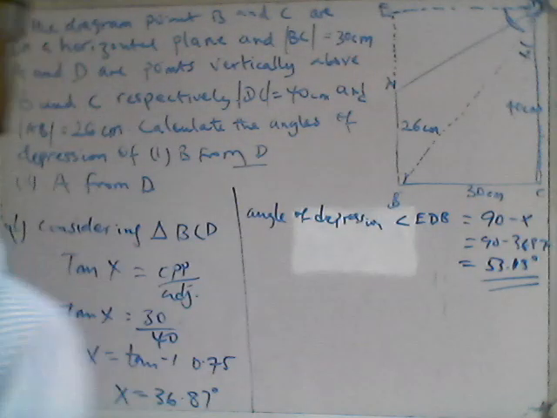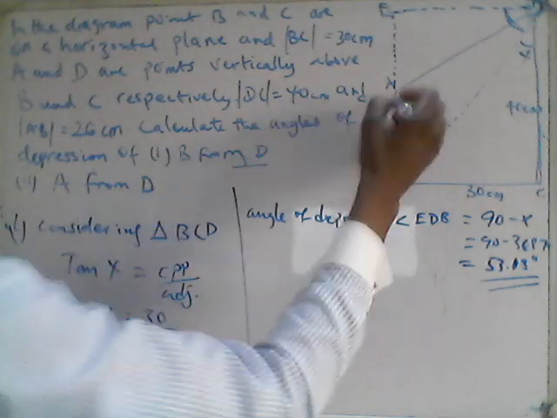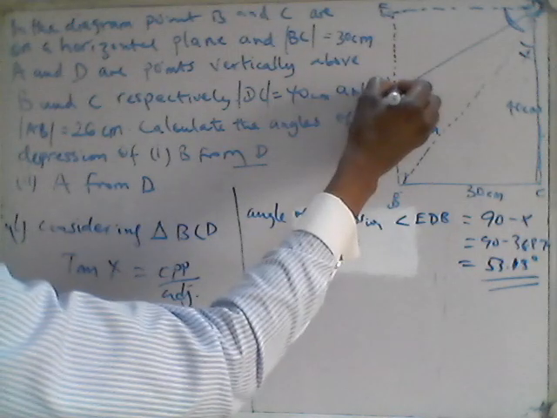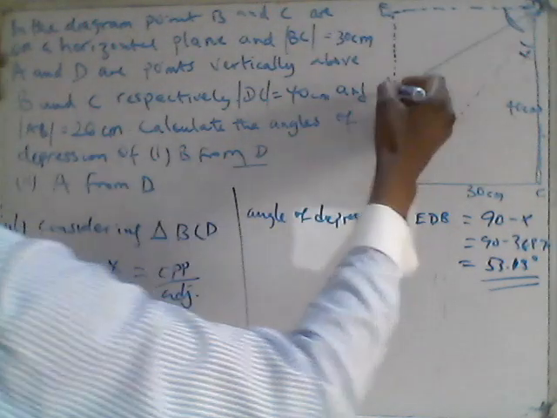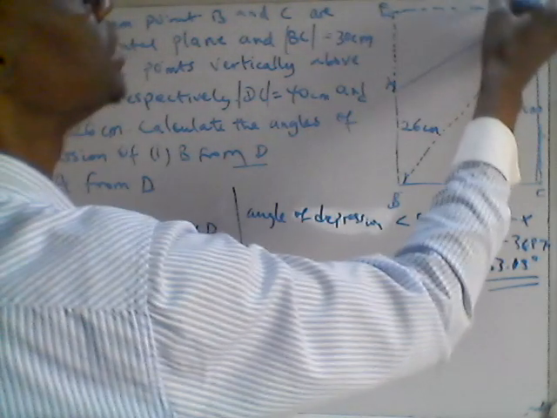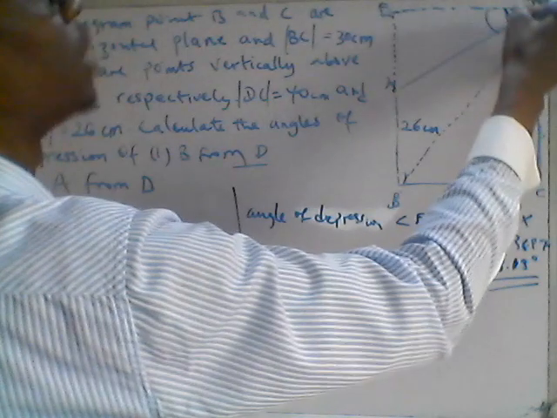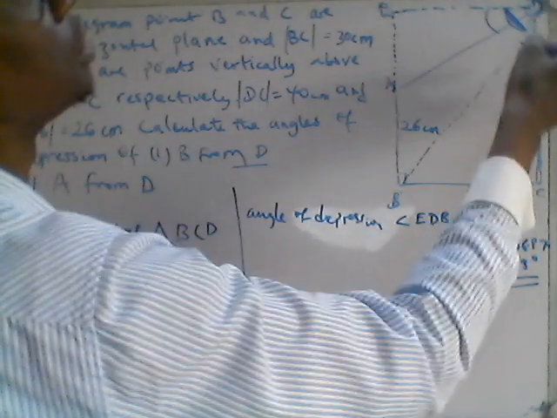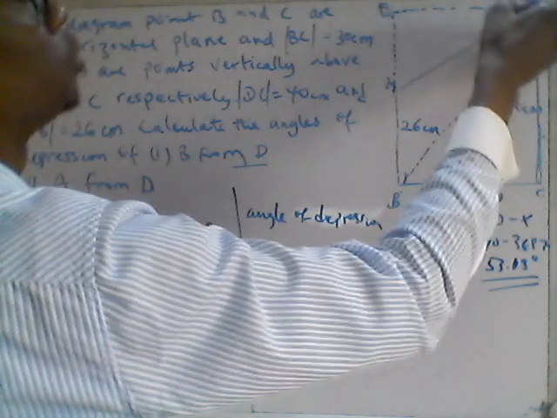From this point, the angle of depression is this angle that is here. Now the second question says we should calculate the angle of depression from A, you understand, from D. So that one now moves to this angle. You see, there are two angles. I've chosen the first one, which is this one. This is the second one I'm going to get.